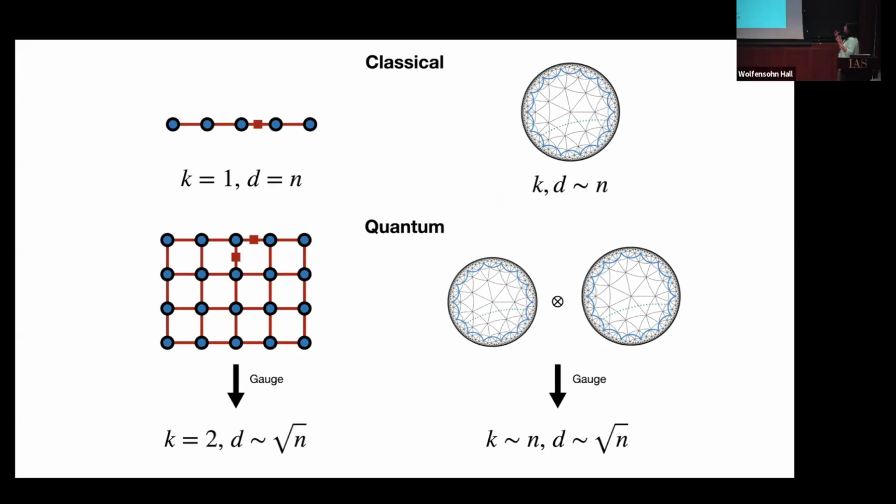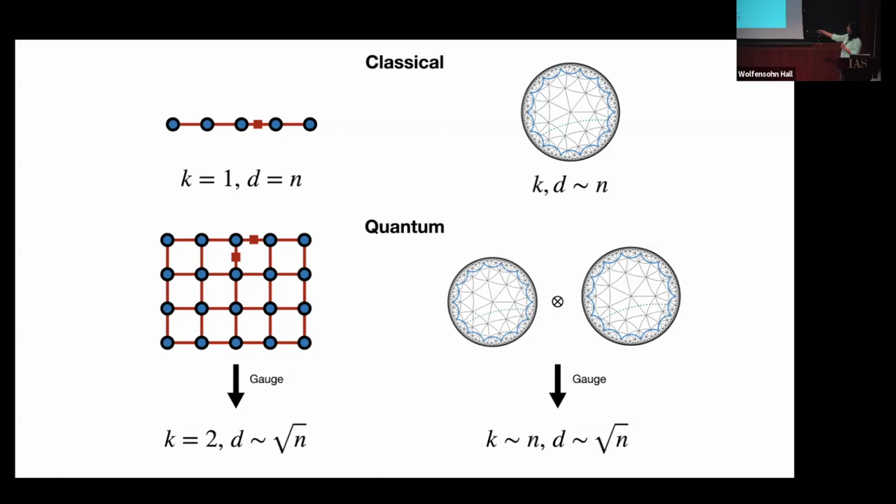Okay, so where we are now is that what I've shown you is that if you start with this 1D model with these parameters, which is k not scaling with n, d equal to n, and I go to this non-Euclidean expander graph, I can get a good classical code. Okay, so from the classical point of view, I'm basically done at that point.